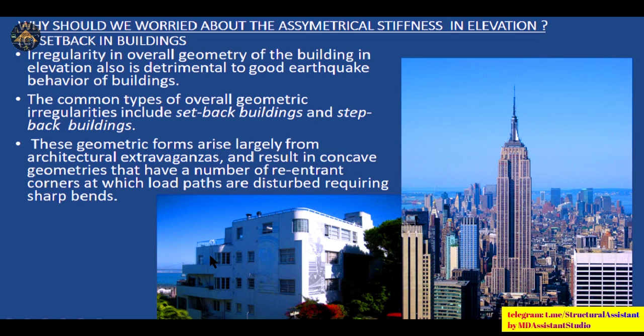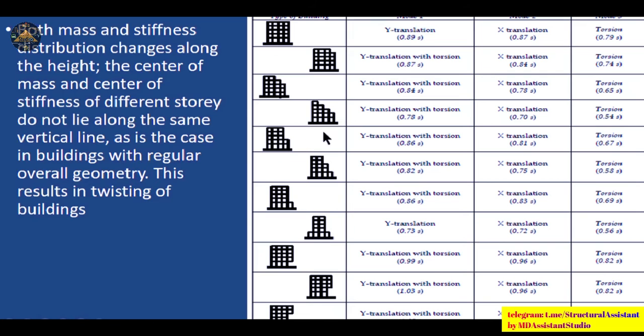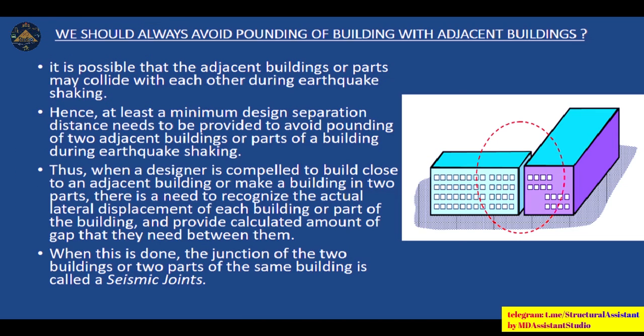The building has some setbacks. Setbacks are also somewhat disadvantageous for ideal behavior in earthquakes. The common types of overall geometry include setback buildings, and geometrical forms arising largely from architectural extravagances result in concave geometry. This is a very typical example of a setback building, and this is basically a step-back building. We analyzed and designed various options. Both mass and stiffness distribution change along the height, and the center of mass and center of stiffness of different stories do not lie along the same vertical line. So this results in twisting of the building.